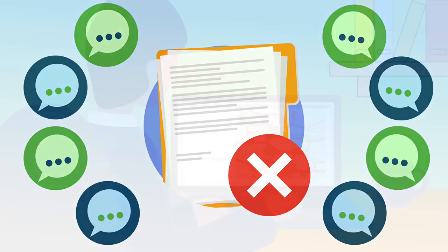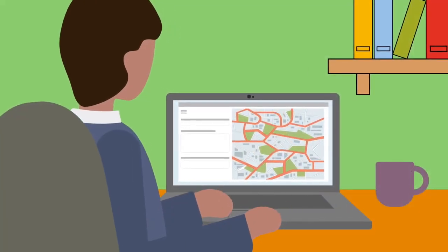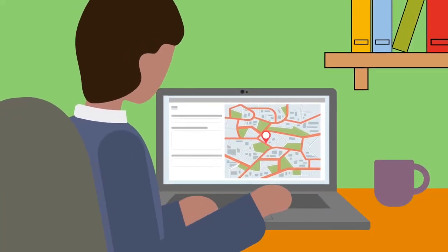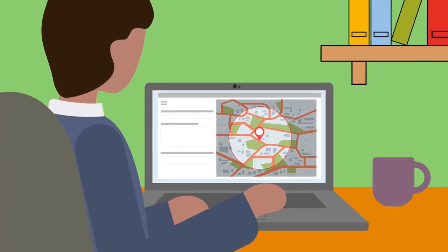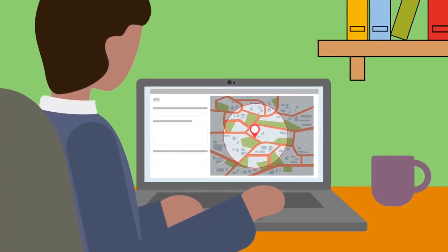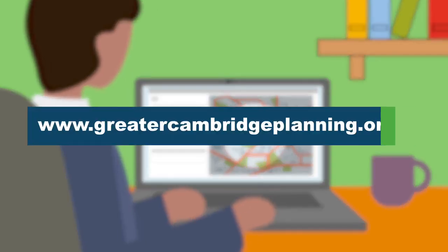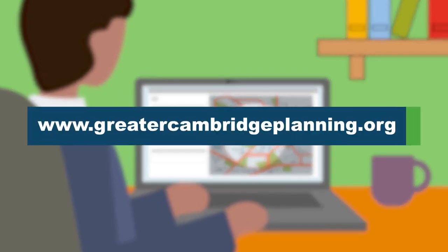Setting up an account in Public Access is quick and easy. You can set up search areas to alert you of any new applications within your street, postcode, or town. To do this, please visit our website.